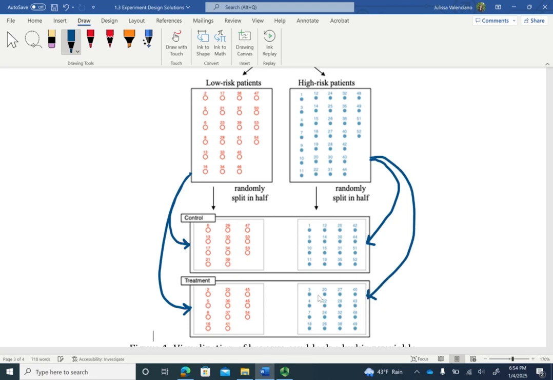And notice what happens here. Now you have the control group, and the control group has participants who are low risk and participants who are high risk of having a stroke. Okay. Same thing with the treatment group. You have low risk and high risk patients. And so now we're going to be able to see how the treatment, the stents, have an impact in both low risk and high risk patients.